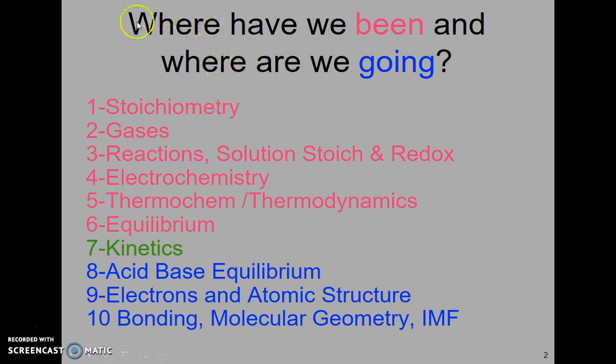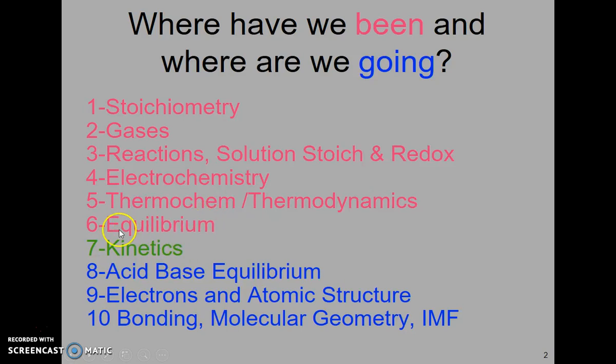So, if we take a look here, everything in red, or I guess pink, I don't know if it's red or pink, is what we have done. We started off at the very beginning of the year with stoichiometry. Then we went over to gases, then we studied reactions, net ionic, solution stoichiometry, and redox, or oxidation reduction reactions. Then we moved on to galvanic cells, electrolytic cells, and electrochemistry. Then we studied thermochem, which is delta H, and thermodynamics, which is delta S and delta G. And we just finished equilibrium with Kp, Kc, and then Ksp.